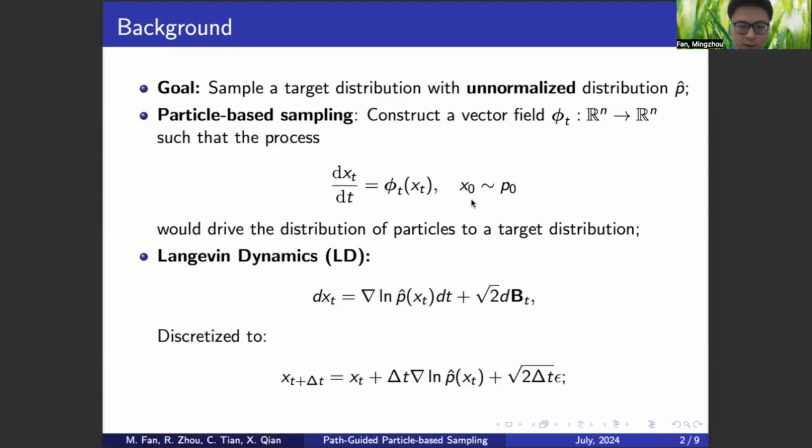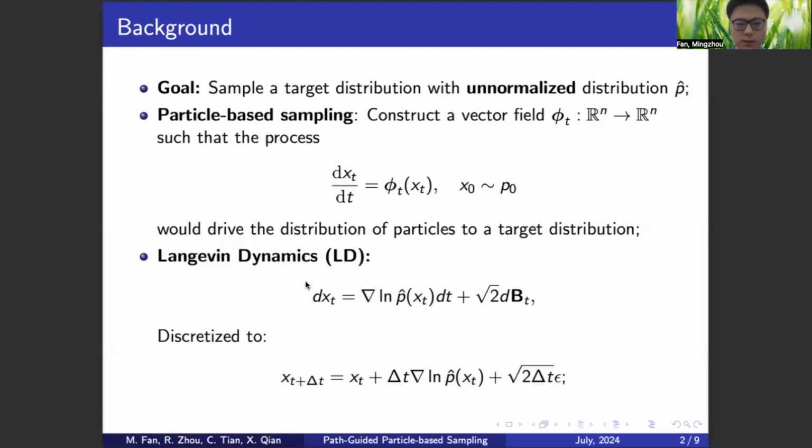Recently, people have developed particle-based sampling methods. In these methods, a vector field phi is constructed, which maps from a d-dimensional space to a d-dimensional space, such that the following process here would drive the distribution of the particles towards the target distribution. Here, phi t represents the velocity of the particle.